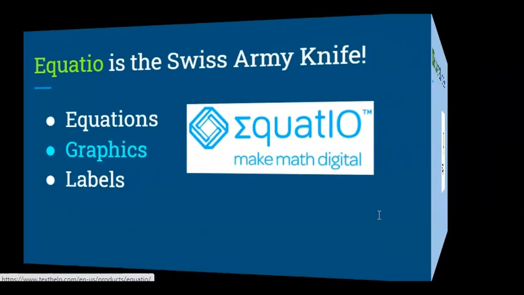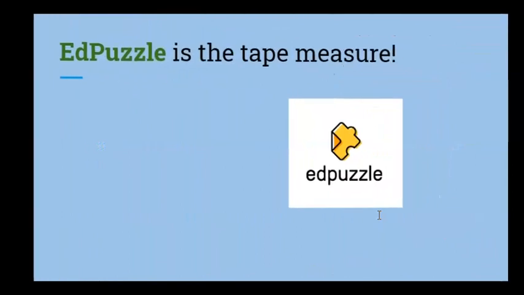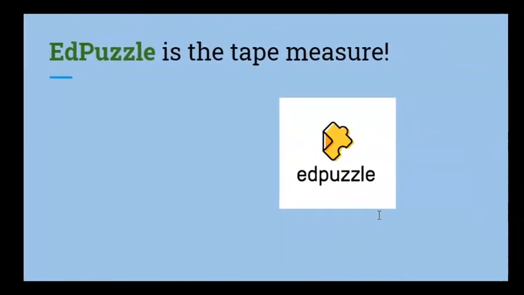The next tool in the toolbox is EdPuzzle. This is our tape measure. I don't know that it's truly a math tool, but it is a great one, and it actually does have an equation editor now, so you can put in your own equations and expressions when you're writing questions. In EdPuzzle, if you've never been there, you can click on the link or go to edpuzzle.com.